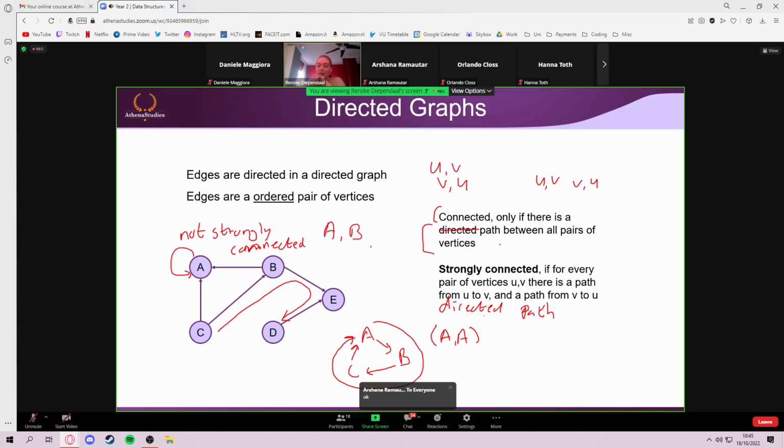So I think that connected is not about direction, and then strongly connected is if it is a directed path. So if you have a directed path from each node to every node. But I will make sure. But I think it's like this actually. Yeah, so this was maybe confusing, but any questions?